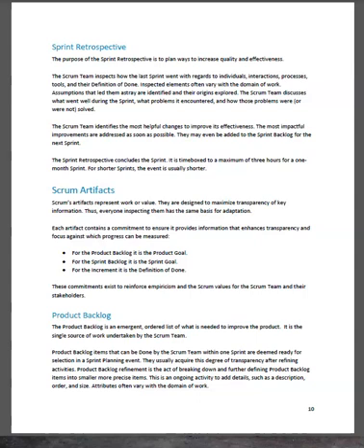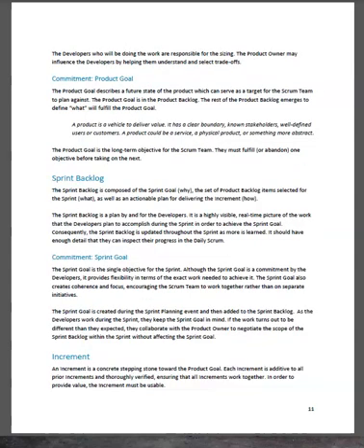They usually acquire this degree of transparency after refining activities. Product backlog refinement is the act of breaking down and further defining product backlog items into smaller, more precise items. This is an ongoing activity to add details such as a description, order, and size. Attributes often vary with the domain of work. The developers who will be doing the work are responsible for the sizing. The product owner may influence the developers by helping them understand and select trade-offs.